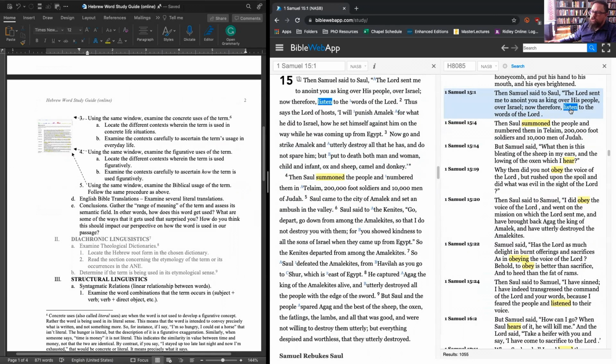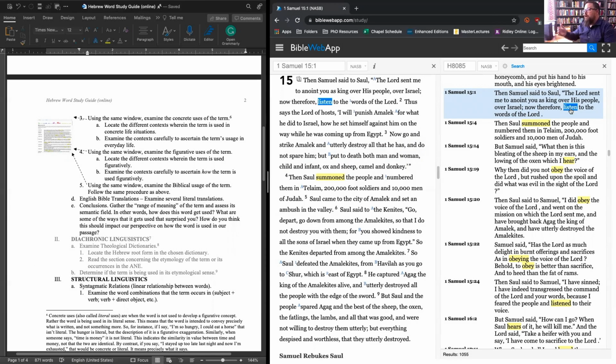Well, the literal use of Shema would just be receiving a sound with your ears. That's what it literally means. The figurative use would be obeying, right? Did you listen to the Lord? Well, yes, I heard him. But if you didn't obey him, then did you really listen? Right? And you see the distinction there between concretely, literally, did you listen? Well, yes, I heard what he said. But there's a distinction between literally hearing and then figuratively obeying, right?